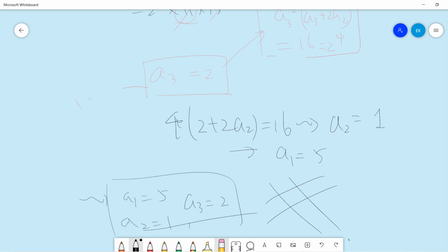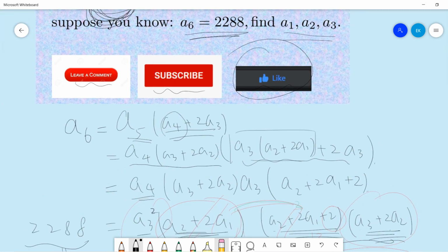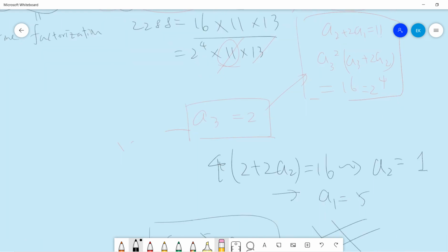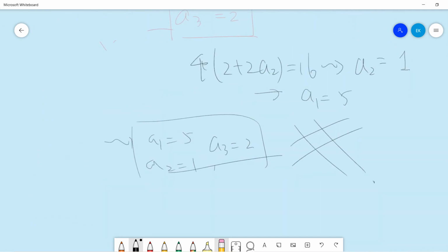Okay, so this question is very easy. You just write down the expression and use the positive integer factorization, and I hope you guys can easily get this.